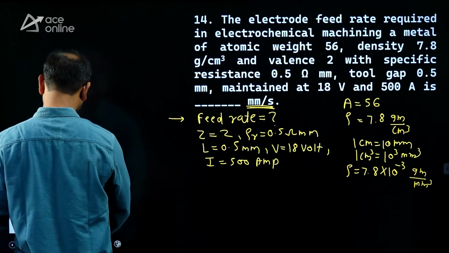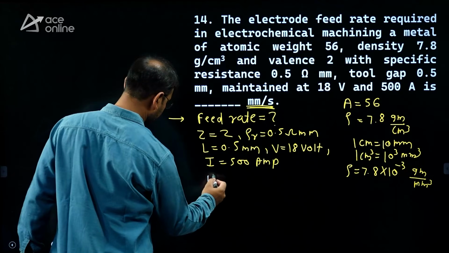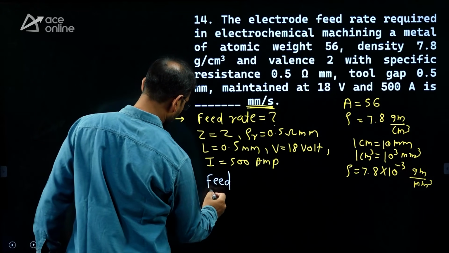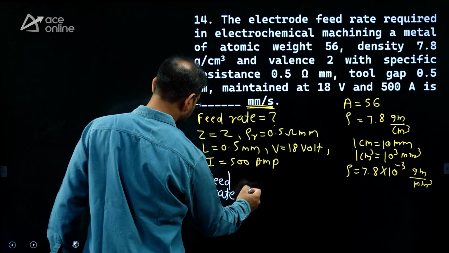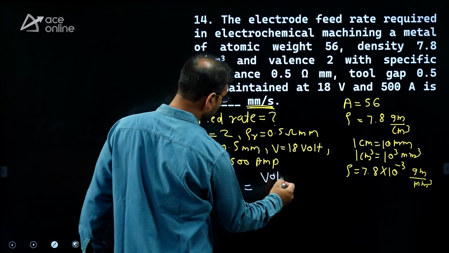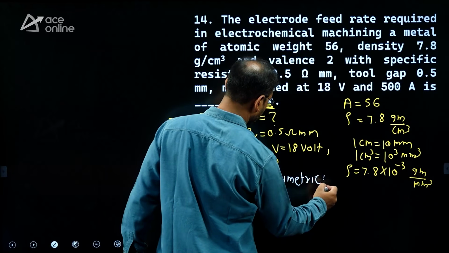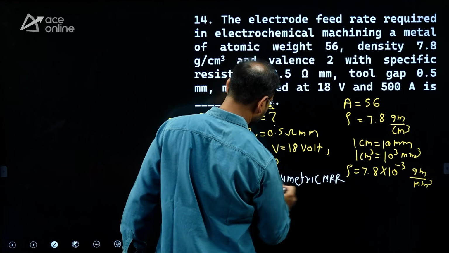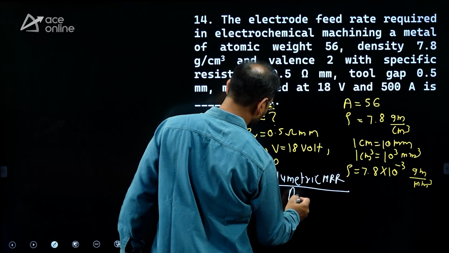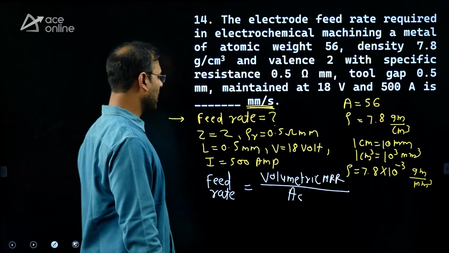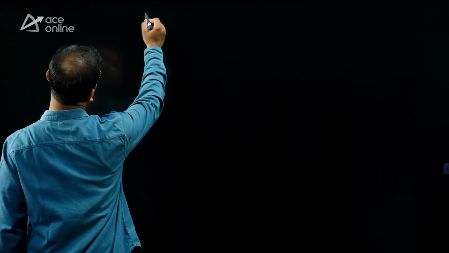Here I am writing one wonderful formula for feed rate. Feed rate is equal to volumetric MRR divided by the cross sectional area of the tool. Then calculate the volumetric MRR here.